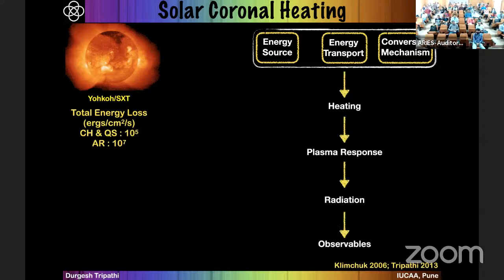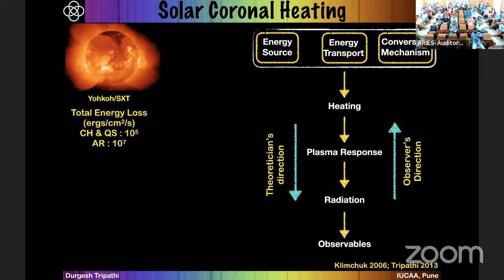Once you convert that into heating, then you have gas, plasma. The plasma will respond to it, and it will give you radiation. Once you have the radiation, that's what you will observe. So if you point a telescope, what you're essentially seeing is this. If you're a theoretician, you will go from top to down: you will identify the heating mechanism, then see what observables come out, and then compare with observations. And if you're an observer, then you will see this. Transport it.